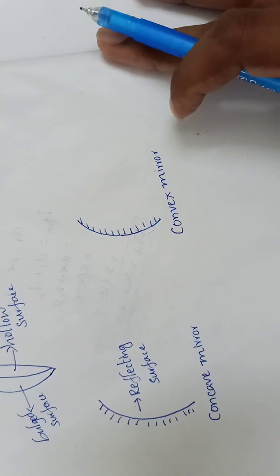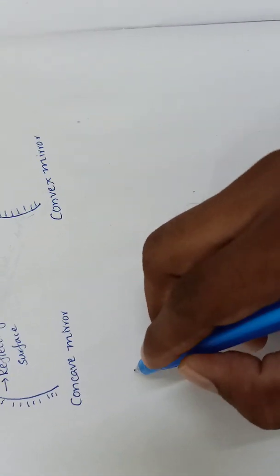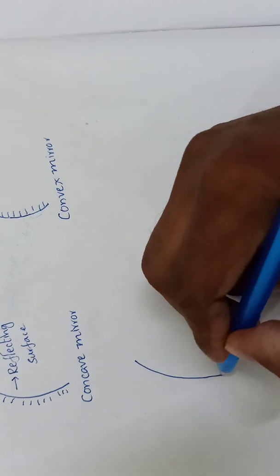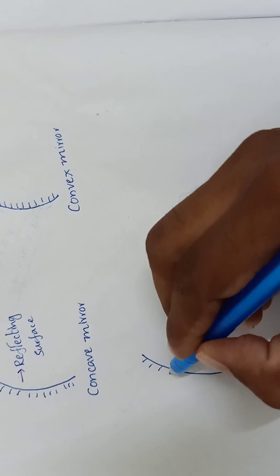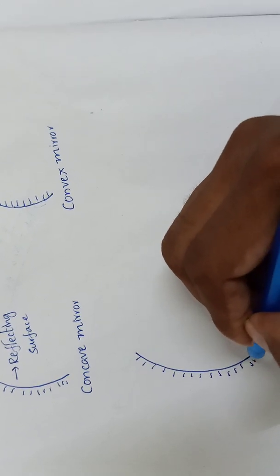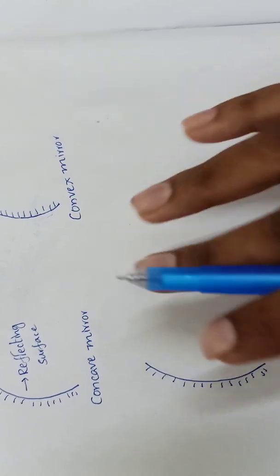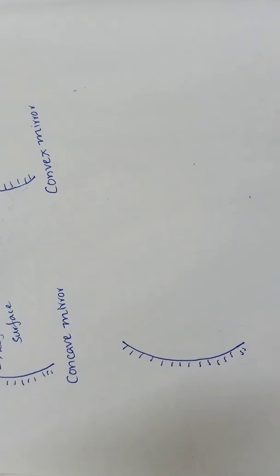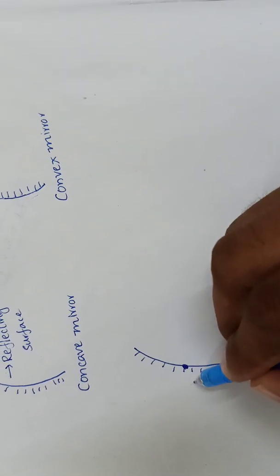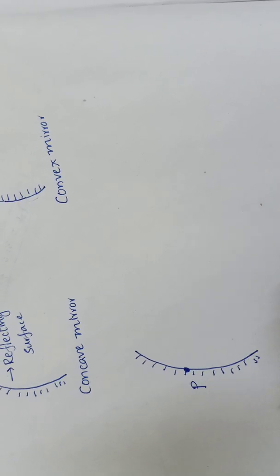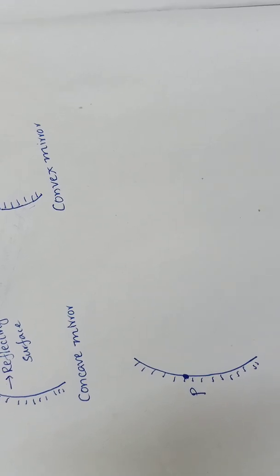Okay, so now some spherical terms we will discuss. Suppose you take a concave mirror, the outer bulged surface is coated with silver, so the inner surface acts as the reflecting surface, so we call it a concave mirror. So the first thing is pole. Pole is the midpoint of the mirror. The midpoint of the mirror we call the pole.